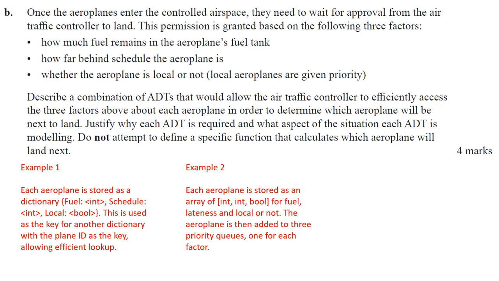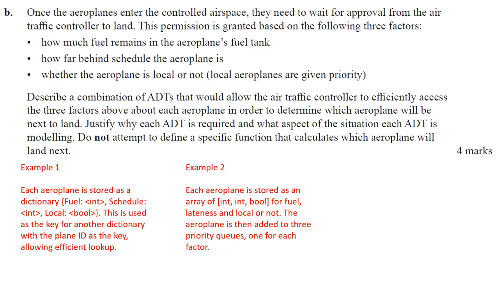Let's consider the next one. So I've corrected that first problem with the dictionary versus the array. And we're adding the aeroplane to 3 different priority queues, one for each factor. Now, I think in terms of choosing which plane to land next, this is the most efficient because the 3 factors are going to be weighted differently. For example, if you've got 2 planes, one's got 70% fuel left, one's got 80% fuel left, that's not going to make much difference. But if you have 2 planes and one has 10% and one has 20%, that is a much bigger deal.